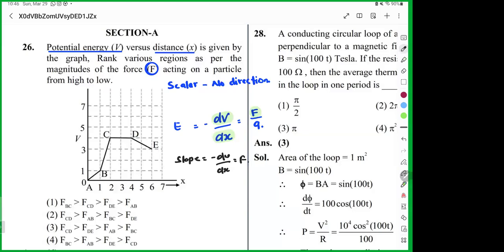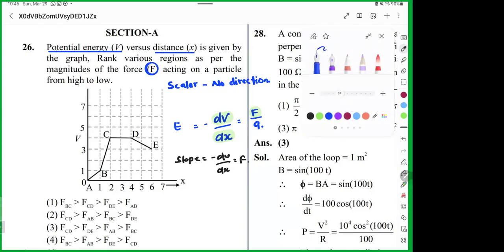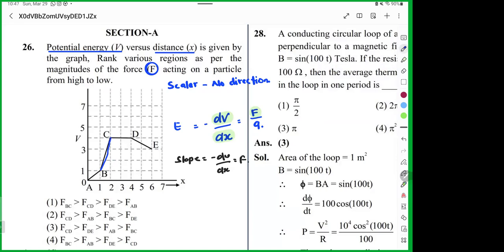Now look at this slope amount, where you have maximum slope B to C. How do we know? Maximum angle with the horizontal is B to C. So BC being maximum means you can eliminate these two options. Then which is the least? C to D slope is 0. Angle is 0. If slope is 0, it means our force will also be 0. It means CD will be minimum.